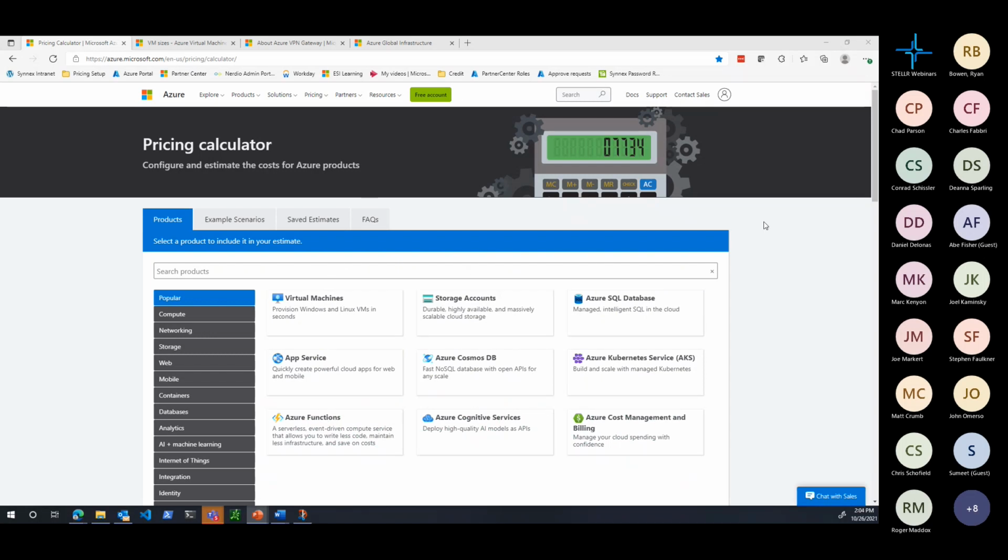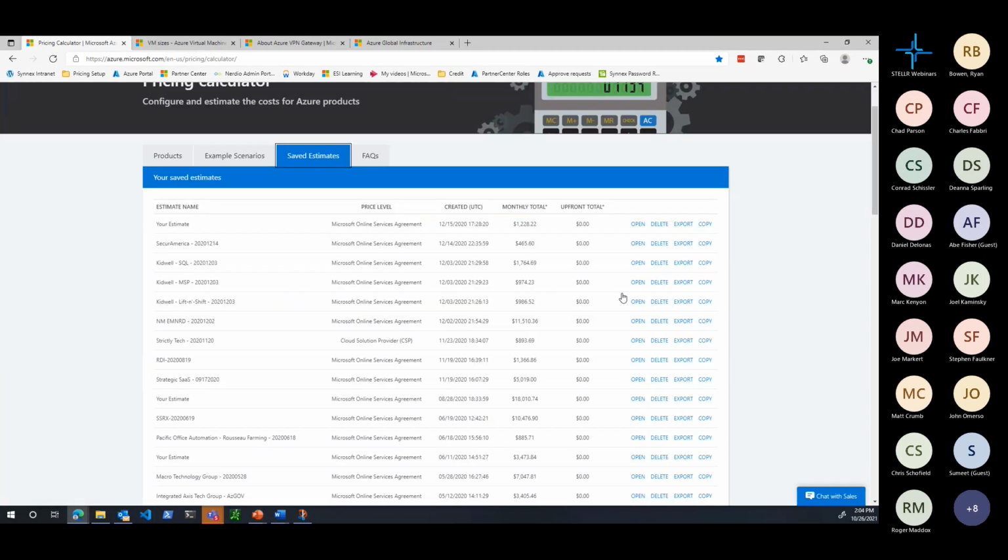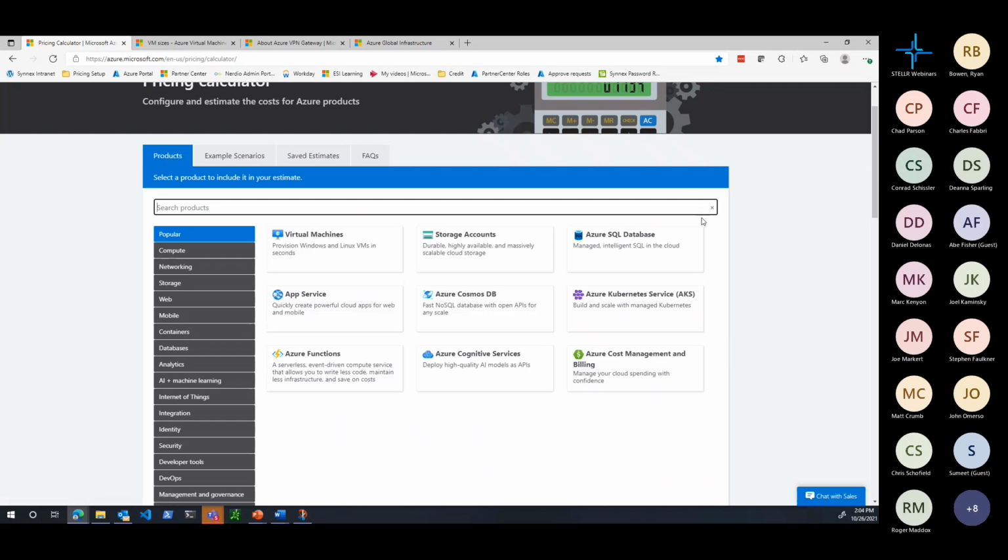So this is the first thing that you'll see when you go to the pricing calculator. It is a public tool. I like to log in because it gives me a lot of extra features throughout the calculator. One of them is saved estimates. You can see that I have a bunch of saved estimates that either weren't ready to go or that I need to keep around.